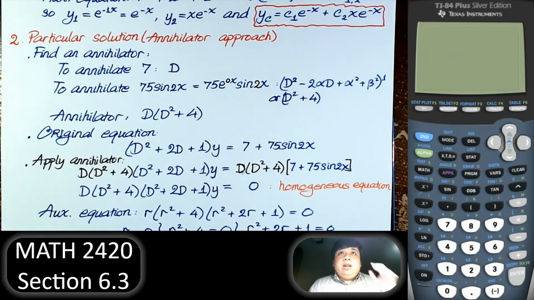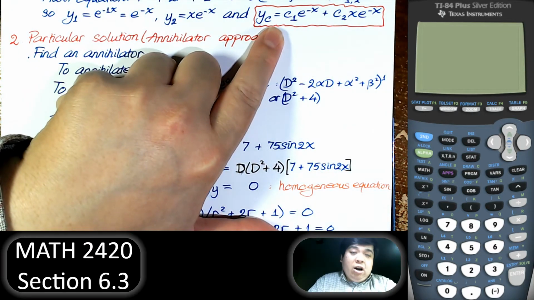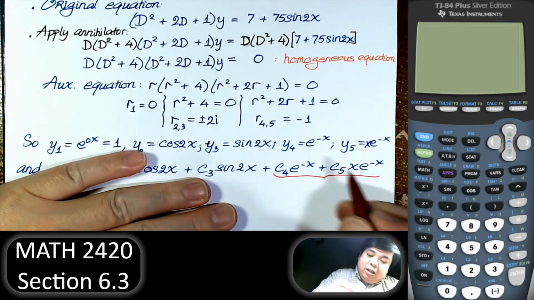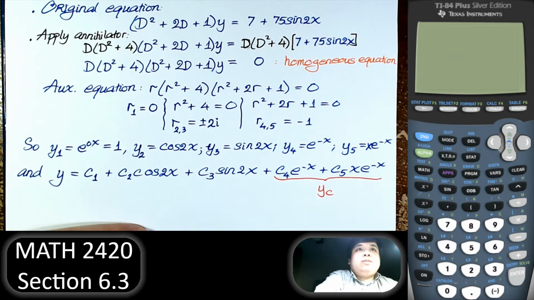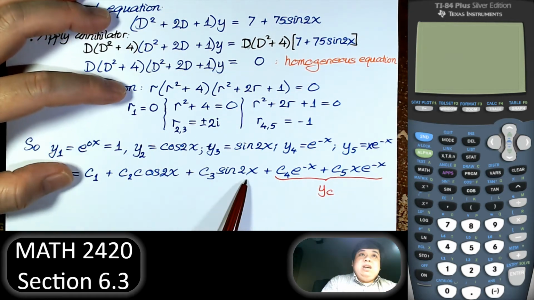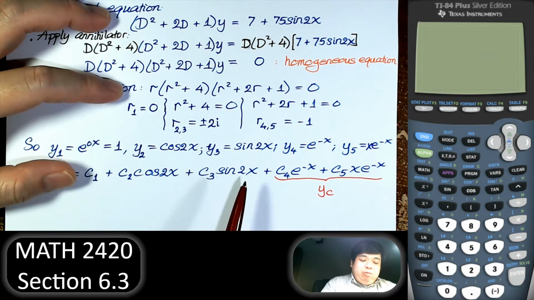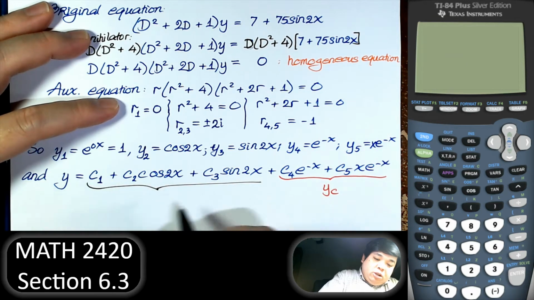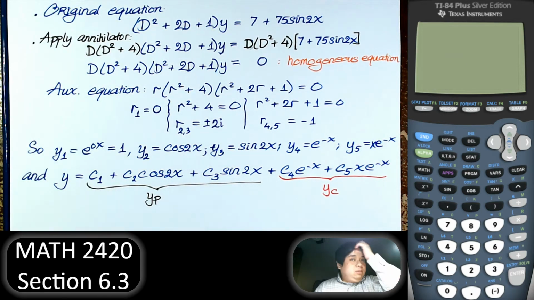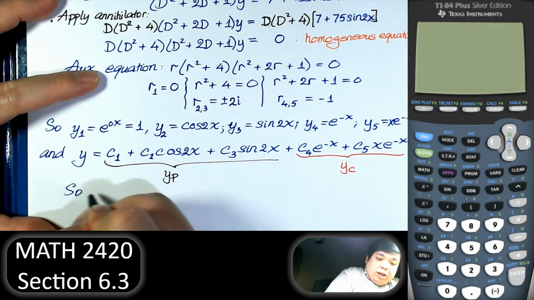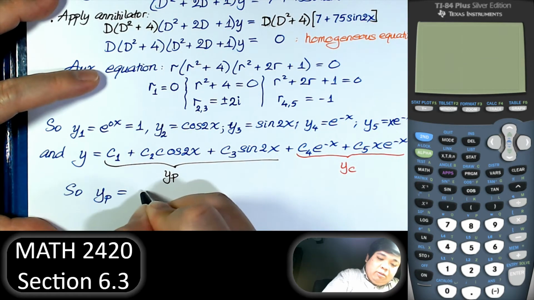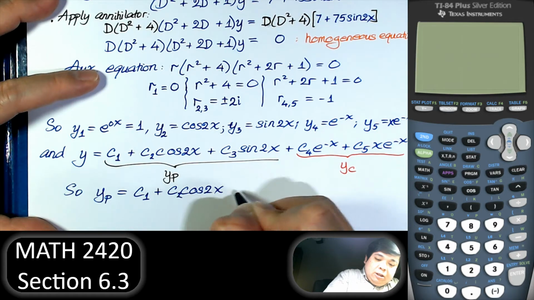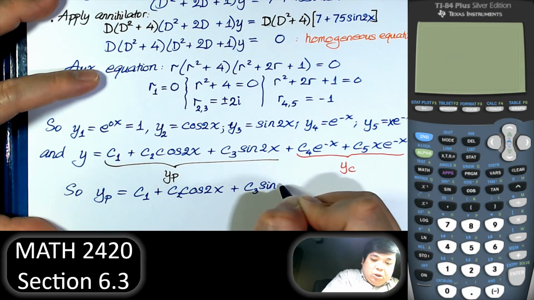Now we look at the form of the complementary solution we have earlier, e to negative x and x e to negative x. So this will give us the complementary solution. Because of that, what's left must be the particular solution. So what's left here will be the form of the particular solution. So the particular solution will have the form c1 plus c2 cosine 2x plus c3 sine of 2x.